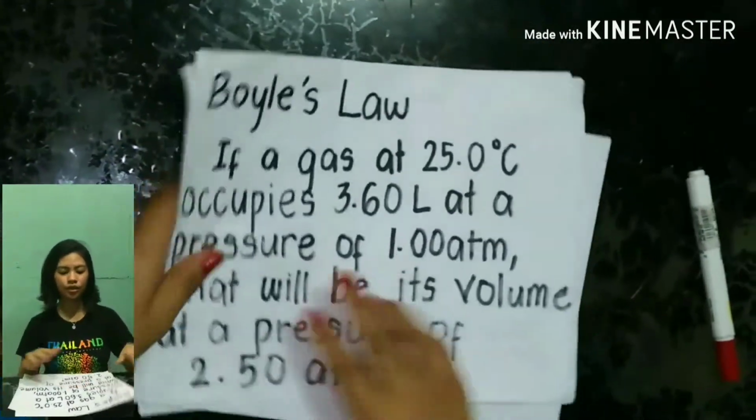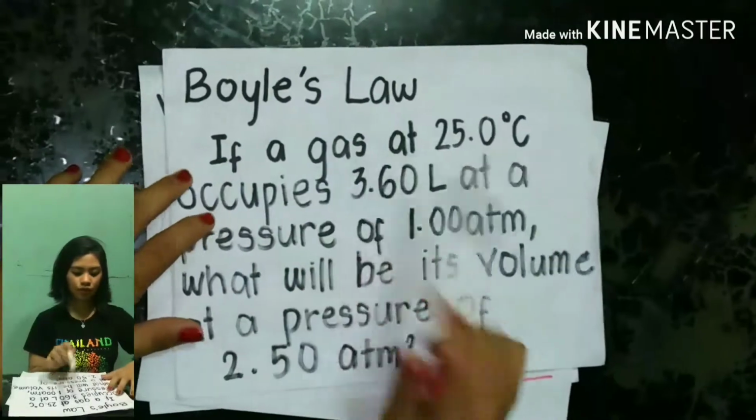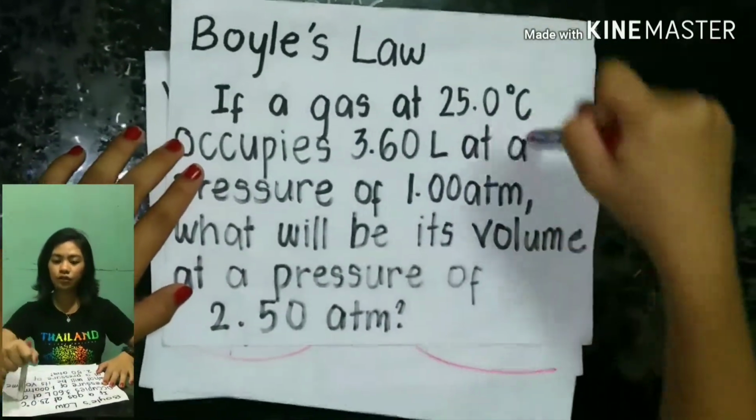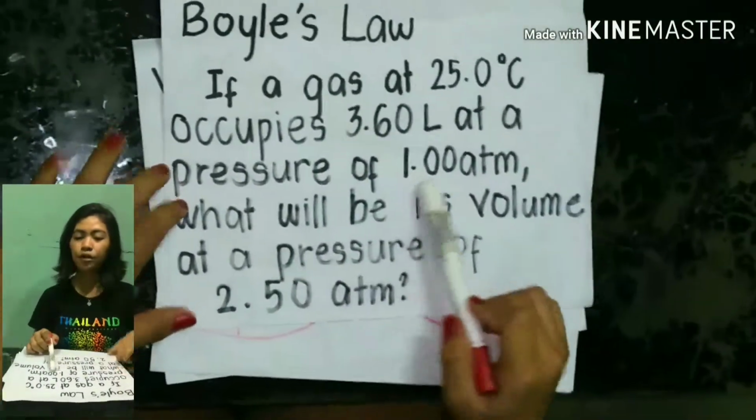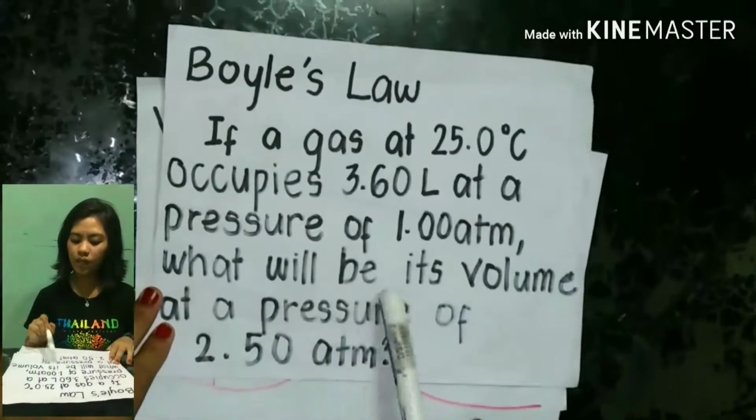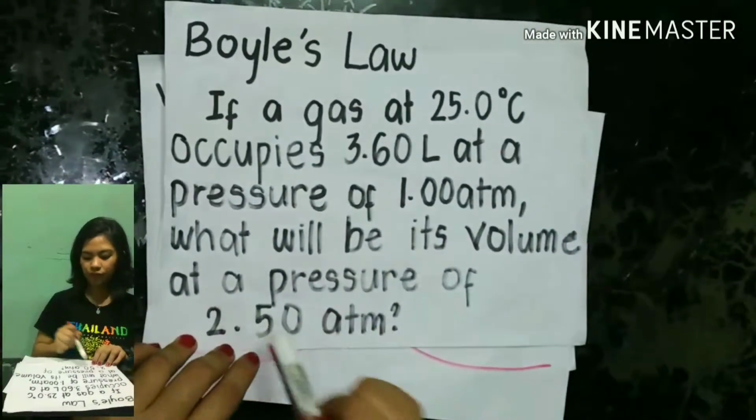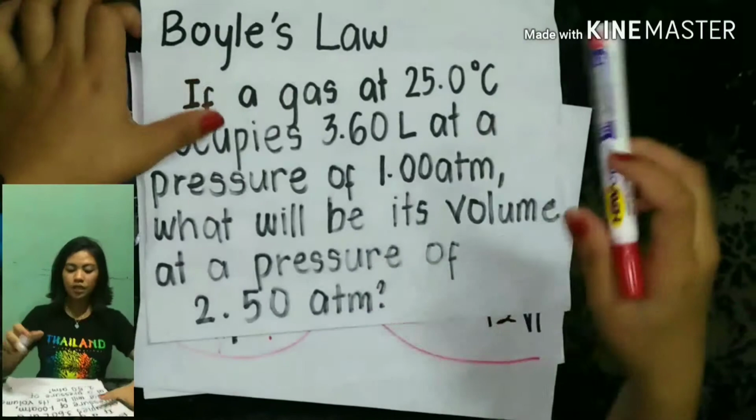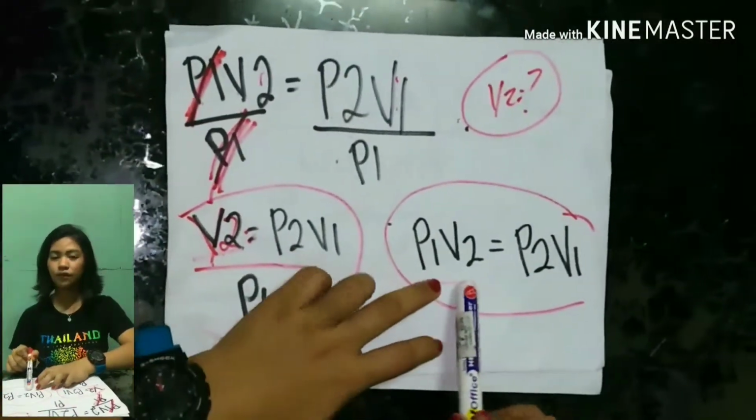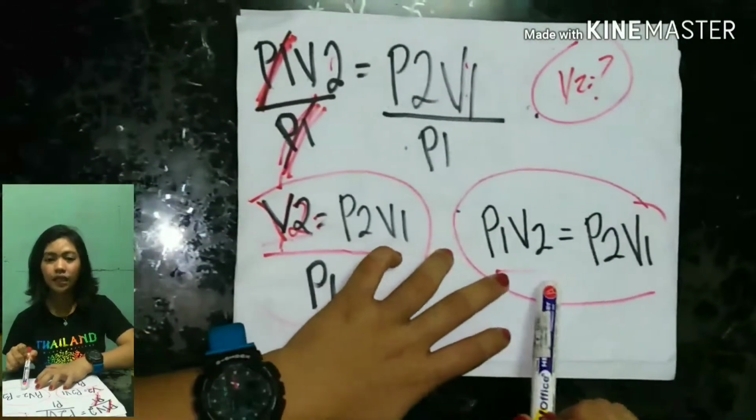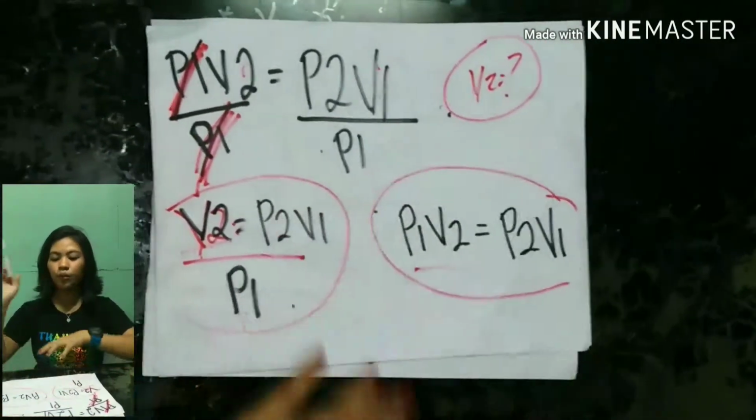So I have here a question. The Boyle's law question: if a gas at 25.0 degrees Celsius occupies 3.60 liters at a pressure of 1.00 atmosphere, what will be its volume at a pressure of 2.50 atmospheres? Since in this question the missing one is V2, we can derive a formula. This is the formula we'll be using, but this is not a real formula. So we can derive a new formula for the missing one.